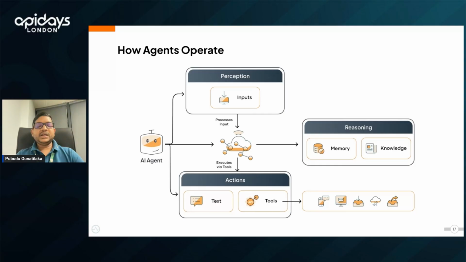Then finally, it will execute these into an actionable item, where it can be a tool calling, a service calling, or sending a text, likewise. So this is the high-level idea of how you do the operation when it comes to agent operating systems.